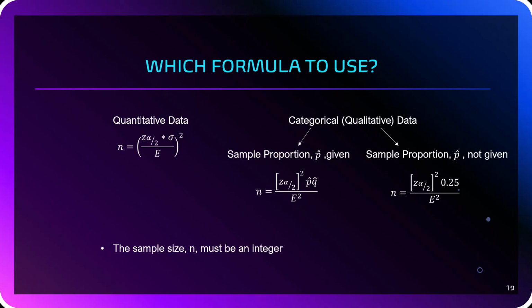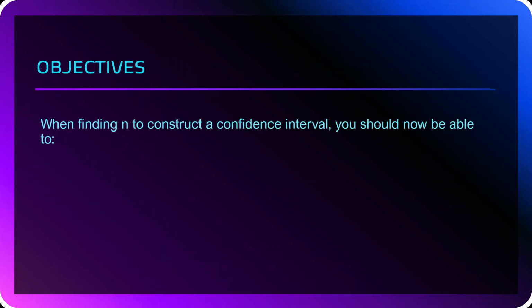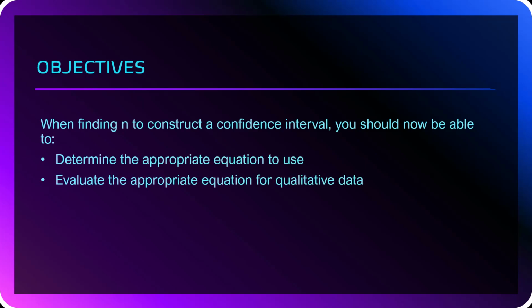The other thing that's super important to remember is that your sample size has to be an integer. So we cannot follow normal rounding rules. In other words, we always have to round up. So in conclusion, the objectives of our video were that we would be able to determine the appropriate equation to use, evaluate the appropriate equation for qualitative data, and round appropriately whenever we're finding n to construct a confidence interval. So hopefully at this point you are able to do that.